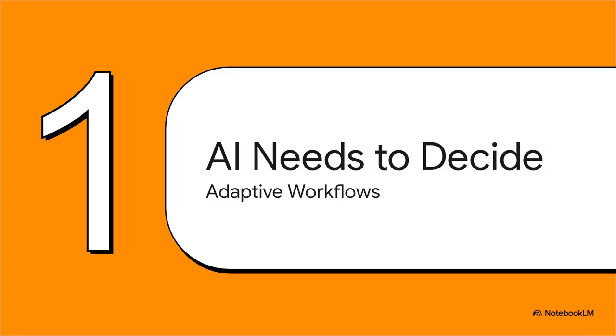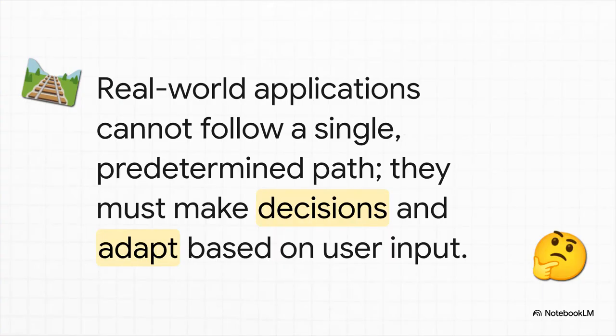We have to level up from these simple one after the other chains and start building workflows that can actually adapt. We're talking about creating systems that are flexible, that can react, and that can intelligently handle whatever a user decides to throw at them. For any AI that's going to be genuinely useful, this isn't just a nice-to-have feature, it's a core requirement.